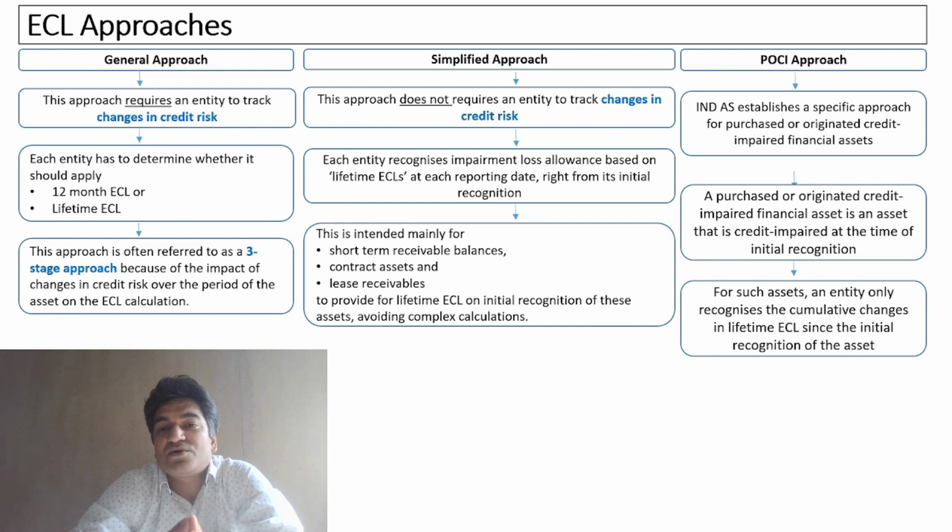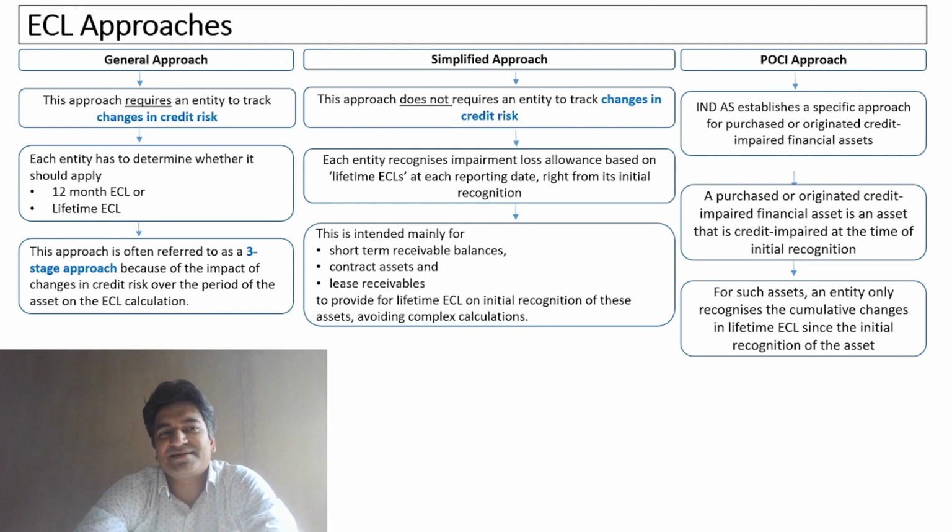POCI, purchased or originated credit impaired, is applicable to all the assets which are credit impaired at the time of initial recognition. And for all such assets, an entity only recognizes the cumulative changes in lifetime ECL since the initial recognition of the asset.